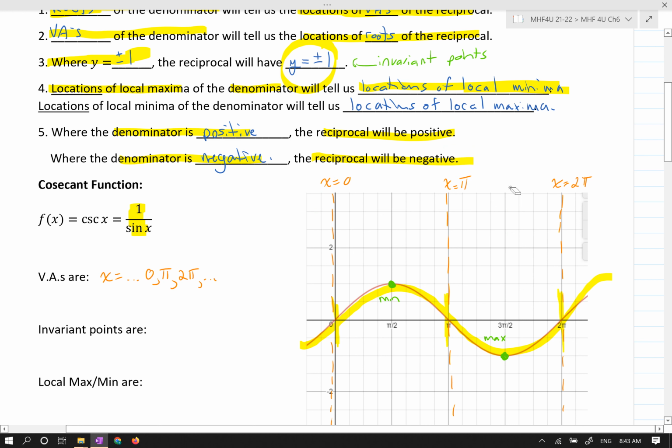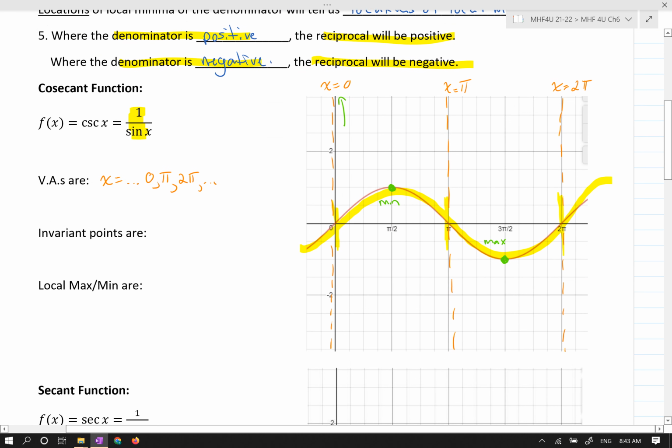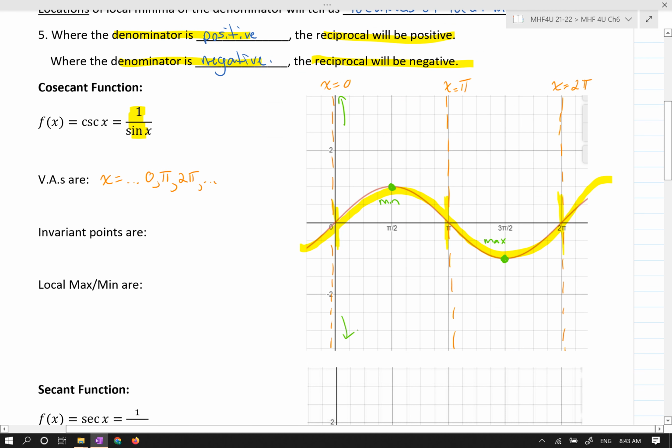We know that we're going to need to find the behavior of our function around our asymptotes. So at this, say, vertical asymptote, my function will either need to approach positive infinity or negative infinity. And I can look at this and say, well, hang on. Looking at rule 5 right here, where my denominator is positive, the reciprocal will also be positive. I know my denominator is positive for this entire interval. So I'm not able to approach negative infinity with my reciprocal. I must be approaching positive infinity.